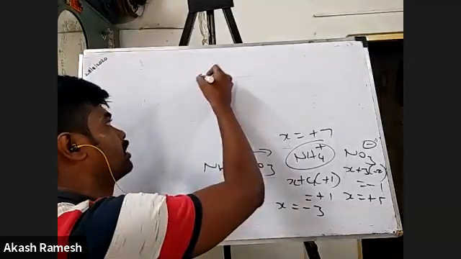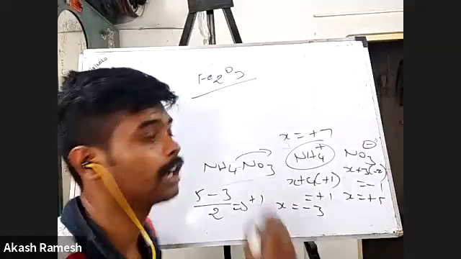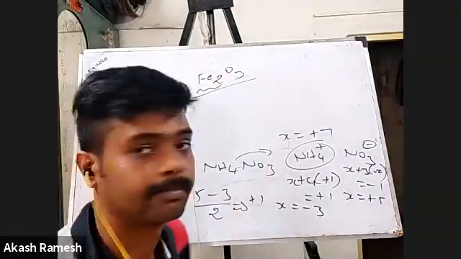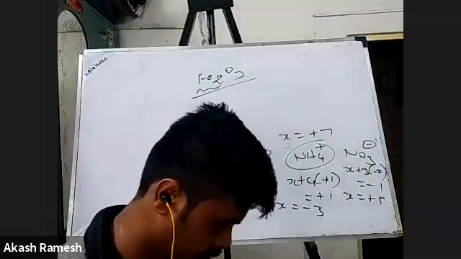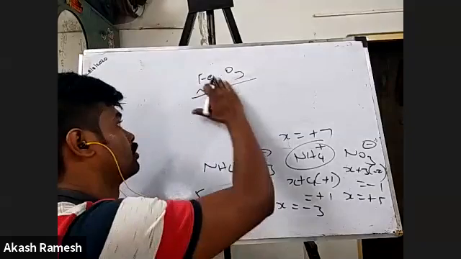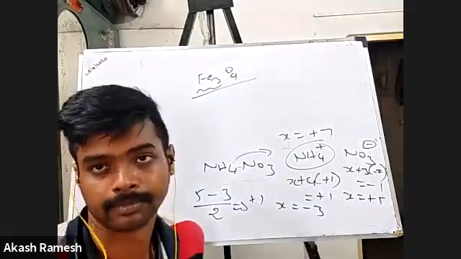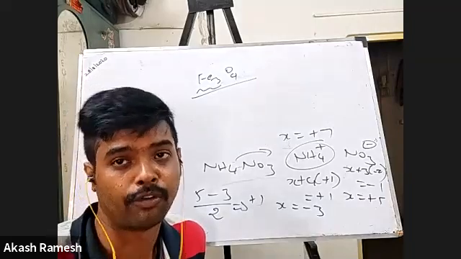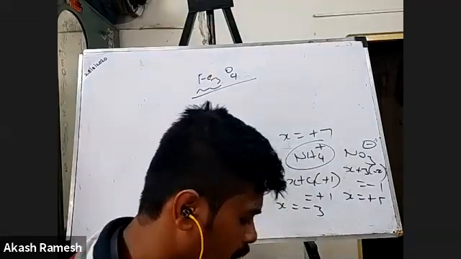Okay, so let me take Fe2O3. Calculate the oxidation number for iron. Go for it. Oh, sorry, not Fe2O3. Sorry, it is Fe3O4. Okay, it's Fe3O4. Now calculate for iron, Fe.